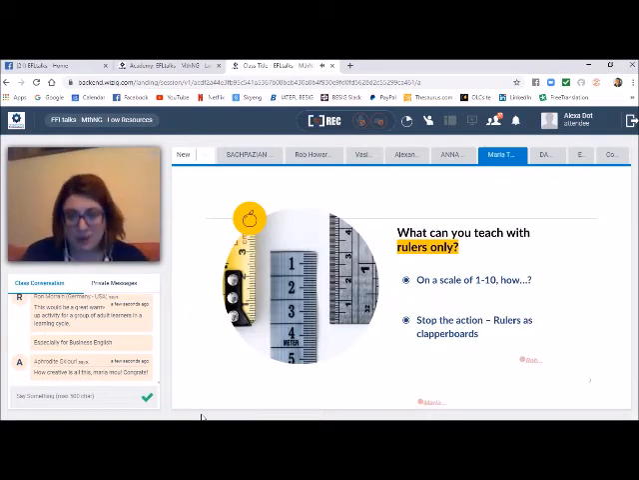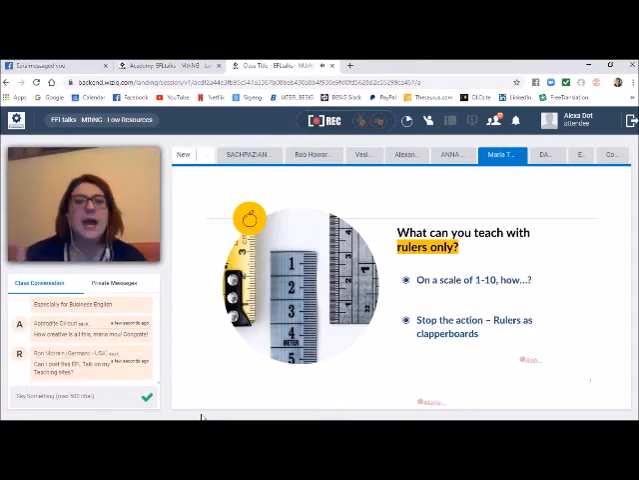Now, the third object is the ruler. So what can you teach with rulers only? Now, obviously, rulers are great for teaching math, but I also like using rulers as alternatives to speaking tasks. So I give them paper rulers, and if I see my students struggling with coming up with arguments, I tell them, so based on your paper ruler, on a scale of 1 to 10, how do you feel about this topic? Why do you feel this way?